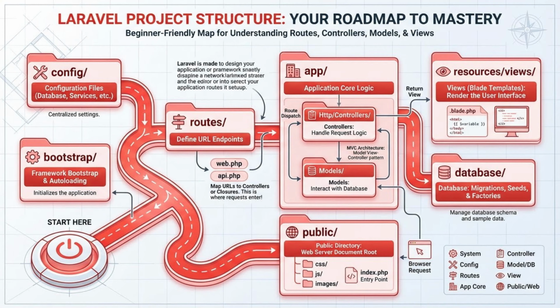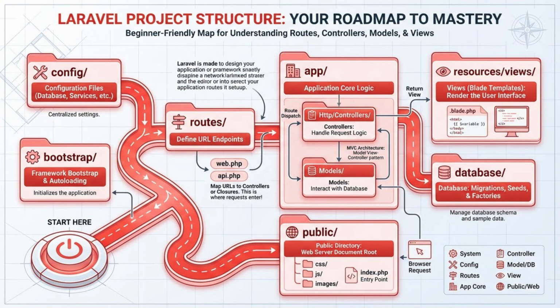The next major part of the flow is the routes directory. This is where you define what happens when a user visits a specific URL. Inside this folder, there are files like web.php for web pages and api.php for API endpoints. When a user enters a URL in the browser, Laravel checks these route files to determine which controller or closure should handle the request. This is the official entry point where all external requests are mapped to the correct logic.